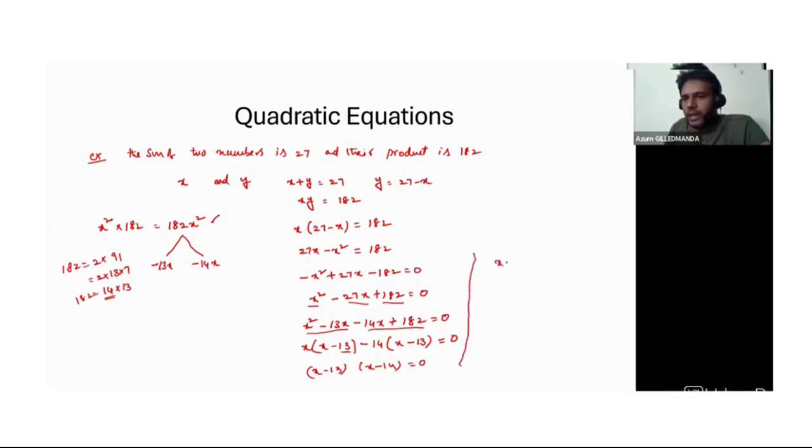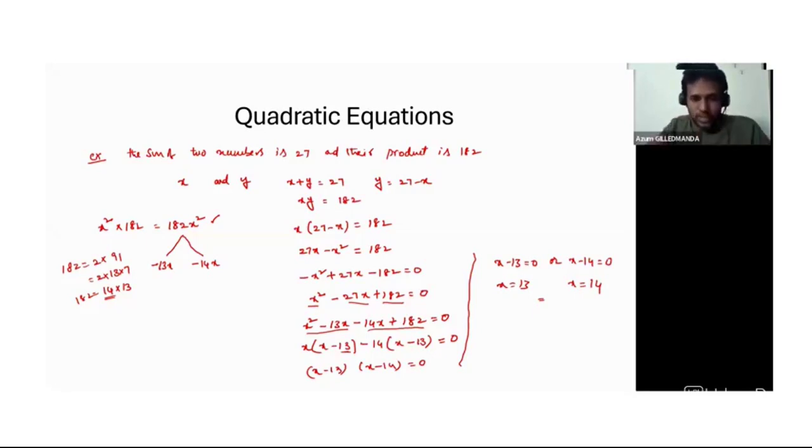So can I make x minus 13 as 0 or x minus 14 as 0? Then x is 13 and similarly x is 14. So I can say x equals 13 or 14. These are the roots of this quadratic equation. That means the two numbers whose sum is 27 are these two numbers, 13 and 14. If we add, we are getting 27. If we multiply, we will get 182. So this is how problems will be asked on quadratic equations to solve using the factorization method.